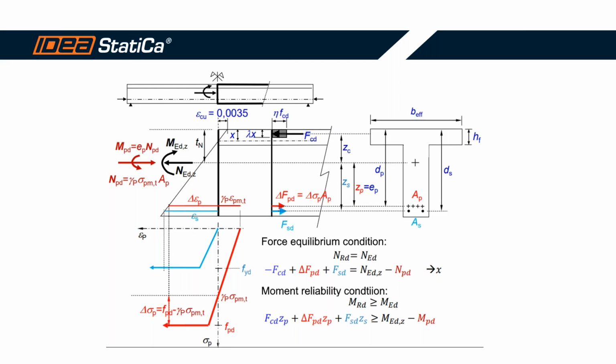So if we calculate by hand, we usually deal with some simplified stress strain diagrams. It means that we have horizontal plastic branches and a simplified distribution of the stress in concrete, but the principle is the same. We need to deal with the force equilibrium condition, and then we can check the moment reliability, if the moment of resistance is higher than the moment corresponding to external forces.